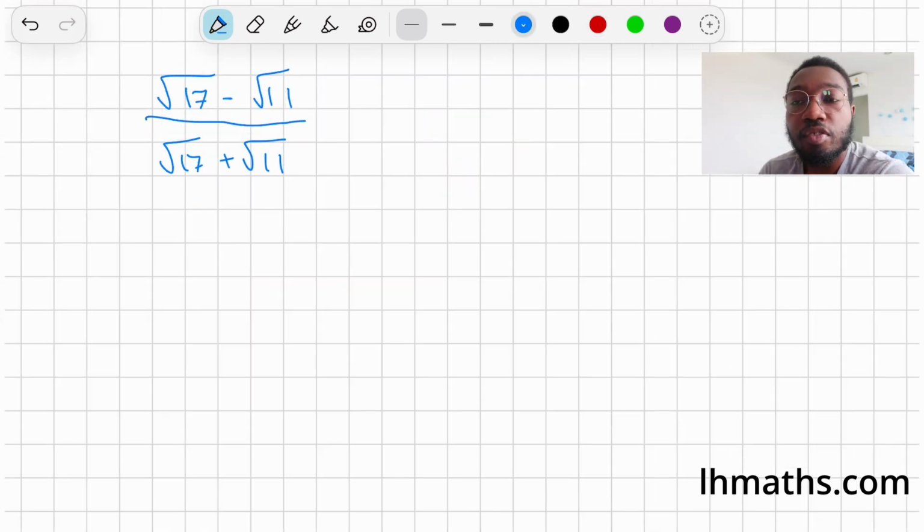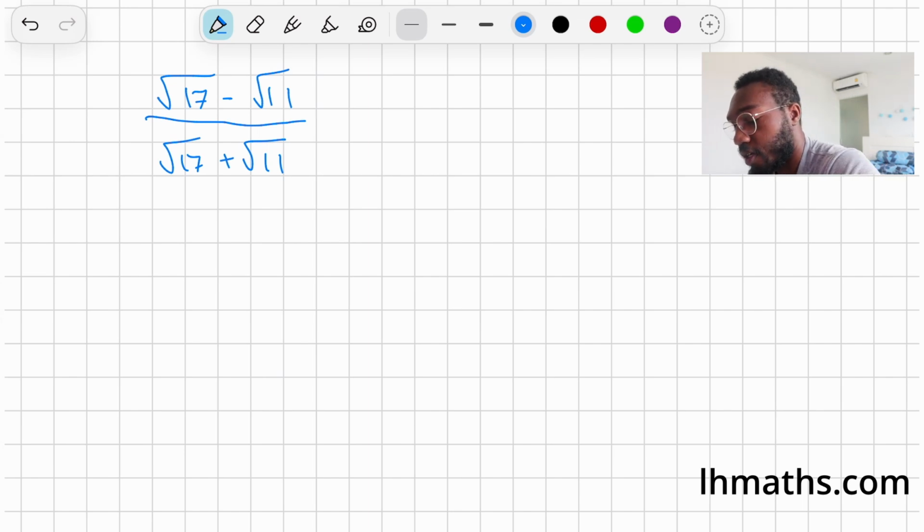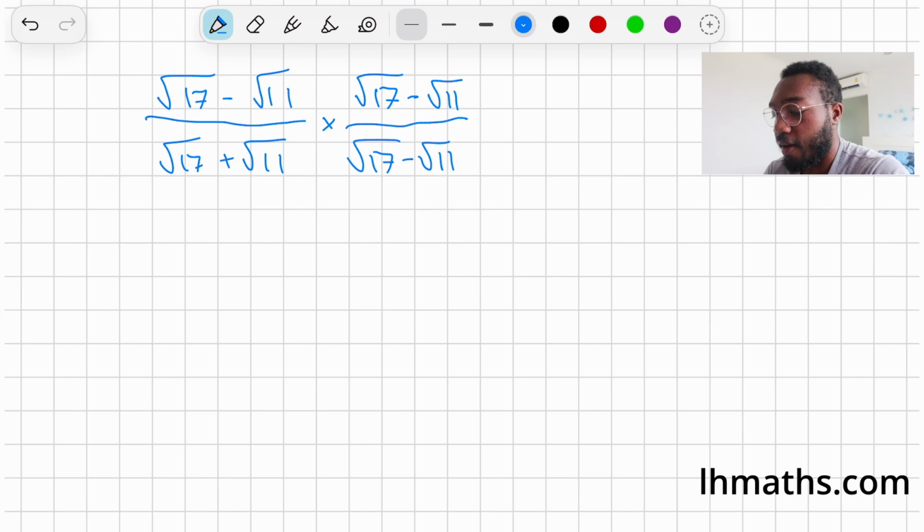So for this question, we have root 17 minus root 11, and that is divided by root 17 plus root 11. So for this question, again, what that means is we will be multiplying by the square root of 17 minus the square root of 11, and that is divided by the same thing. Okay, so now how do we go about solving this type of question? It is exactly the same way.